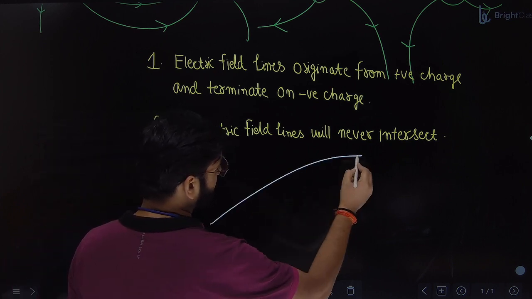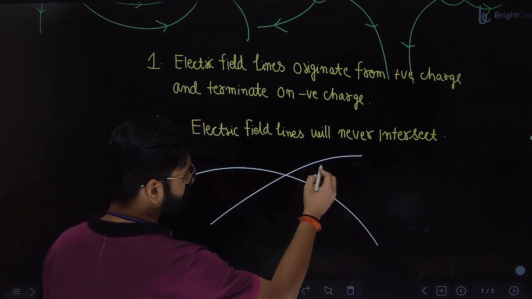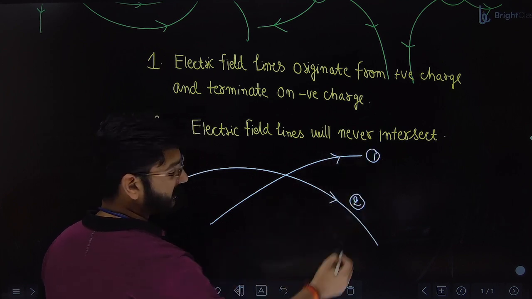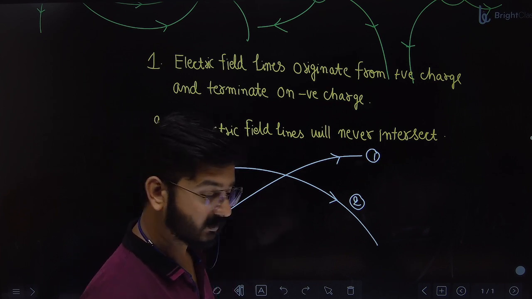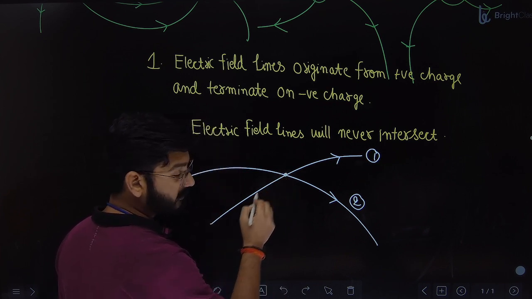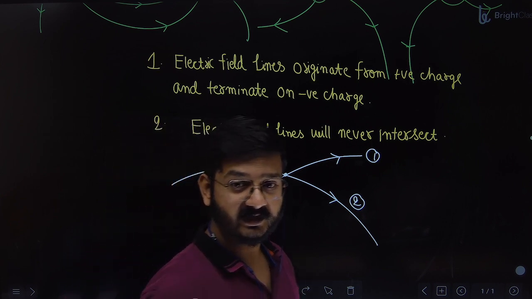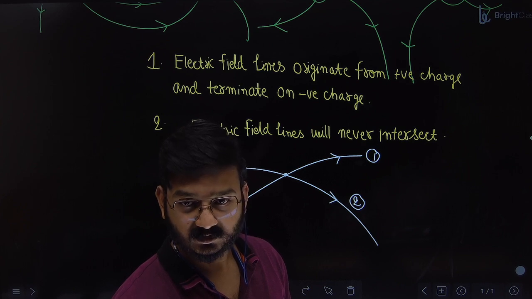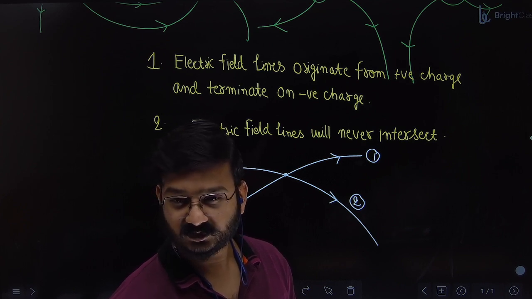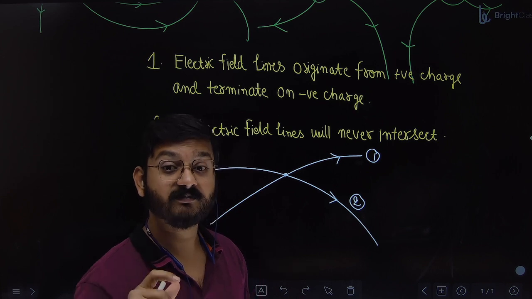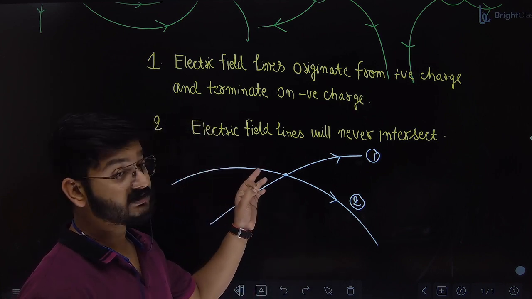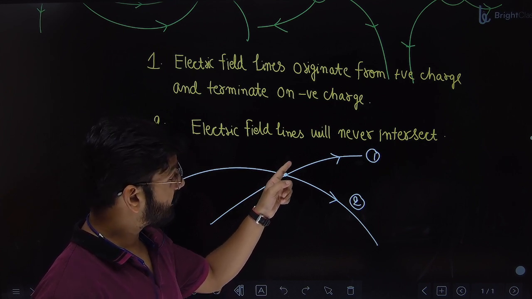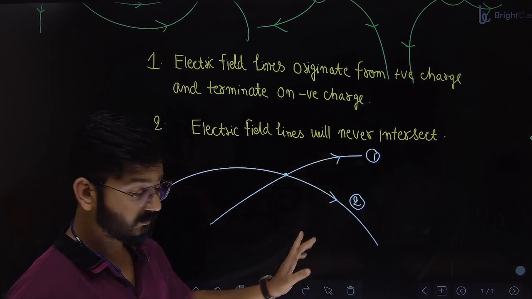If you take any two electric field lines, this is the first field line, this is the second field line. Let us assume that they are intersecting at point P. So how do you find the direction of electric field line at any point? Draw the tangent. If you want to find the direction of electric field lines at any point, same thing for magnetic field, you draw the tangent at that point. I will draw the tangent at this point of intersection on line 1 as well as line 2.